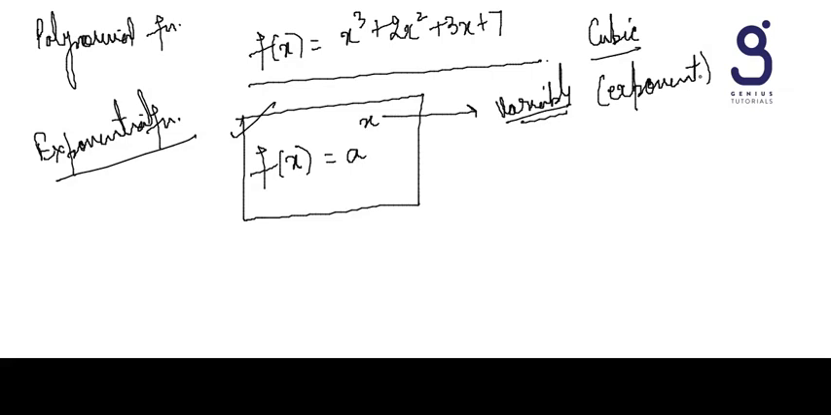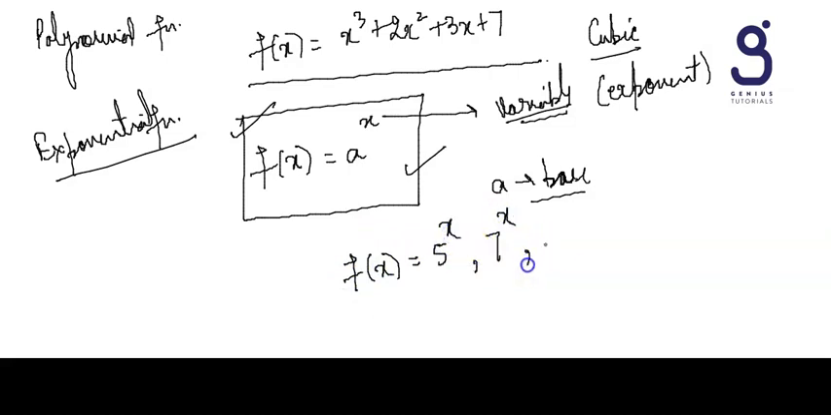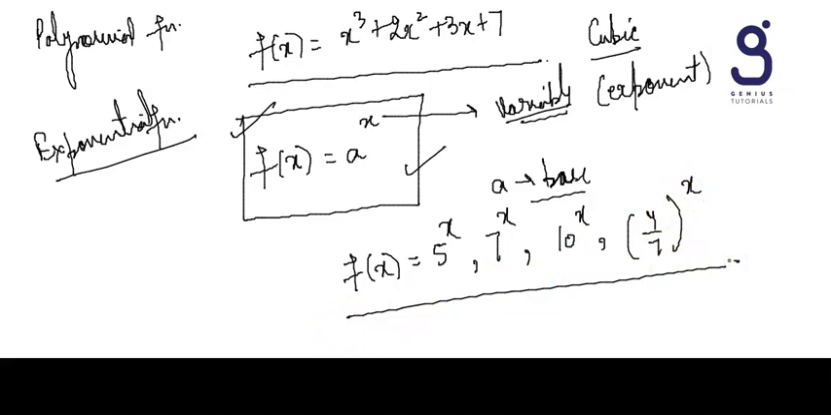Now we can say that exponential function is of the form f(x) is equal to a to the power x. We must know that a here is the base. a is called base of this exponential function, and x can be any real number. Suppose if I say that f(x) is equal to 5 to the power x, 7 to the power x, 10 to the power x, even any fraction, we can say (4/7) to the power x. All these are exponential functions.